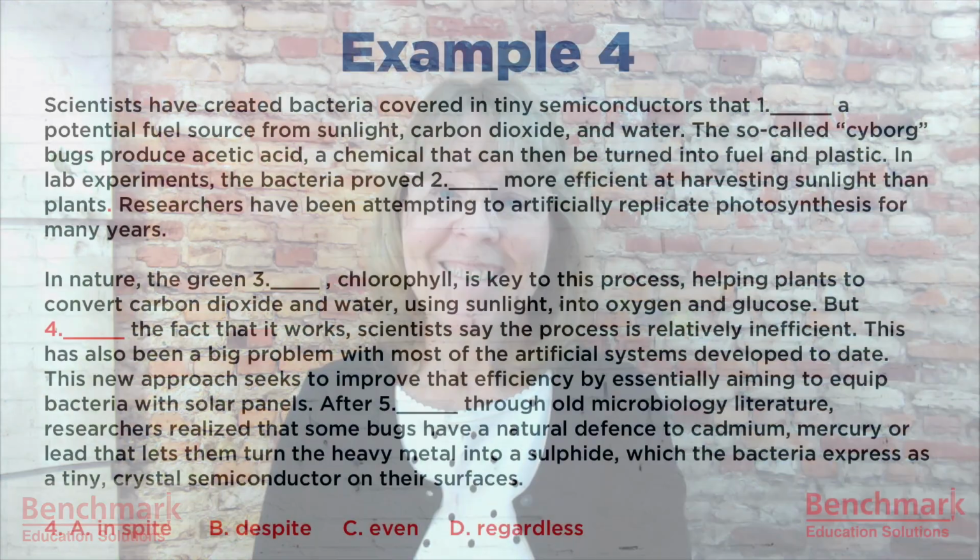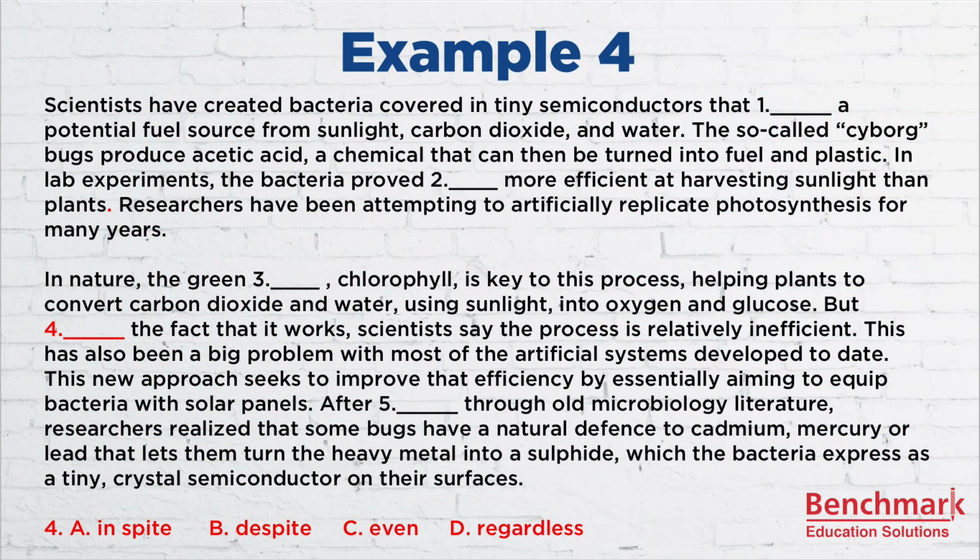Let's move on to question 4. We're almost finished. My answer options are in spite, despite, even, and regardless. This is another grammar question since these are all different types of conjunctions. Let's look at the sentence. But blank, the fact that it works, scientists say the process is relatively inefficient. This sentence combines two contrasting ideas.